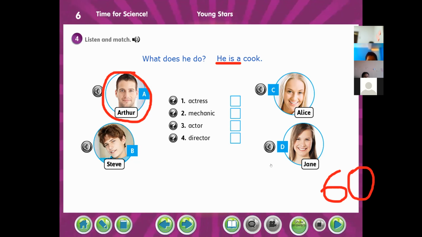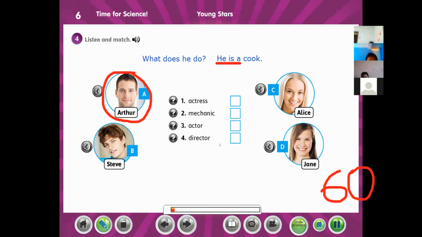Listen. 4. Listen and match. 1. This is Arthur. Arthur made the film Into the Mountains. It is a great film about a man who climbed up the highest mountain, Mount Everest. During the trip, this man became friends with a bear. That's right, a bear. Arthur used all his talent in this film. I can't wait to see it.